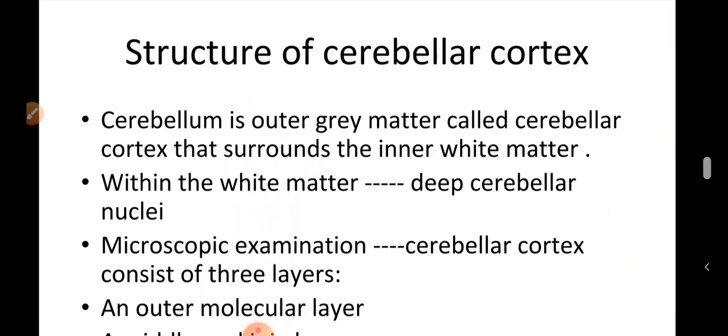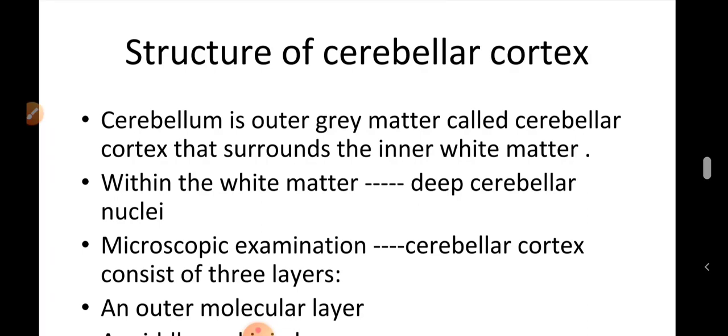Now we will see the structure of the cerebellar cortex. The cerebellum has an outer grey matter called the cerebellar cortex that surrounds the inner white matter. The cerebellar cortex has a uniform structure in all parts of the cerebellum, and the structure of the cerebellum is opposite to that of the spinal cord. There is outer grey matter and inside is white matter, whereas in the spinal cord outside there is white matter and inside is grey matter.